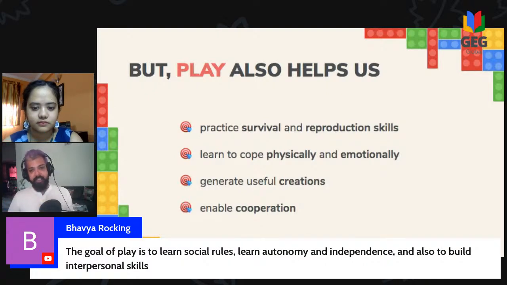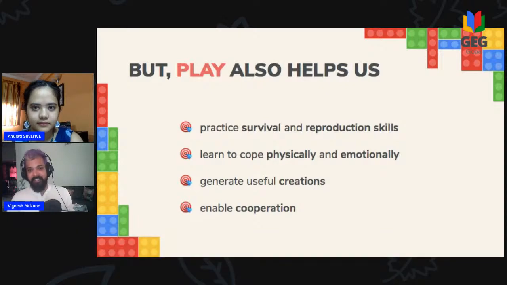And by allowing us to interact and experiment with our surroundings and with the objects in our surroundings, it helps you generate useful creations. It's a pretty encouraging activity to breed creativity. And most importantly of all, it enables cooperation between individuals. So the benefits of play sort of outweigh the risks, and that is why you see play being passed on from generation to generation as a feature.